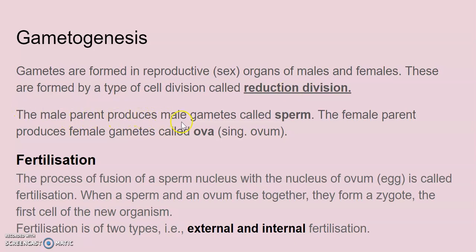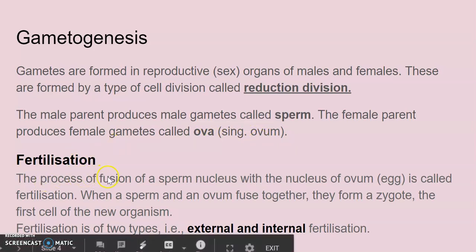The male parent produces male gametes which we call sperm. Male gametes को हम sperm बोलते हैं. And the female parent produces female gametes called ova, or singular is ovum. Plural form is ova and singular form is ovum. Right? So, the process of fusion of a sperm nucleus with the nucleus of ovum is called fertilization.